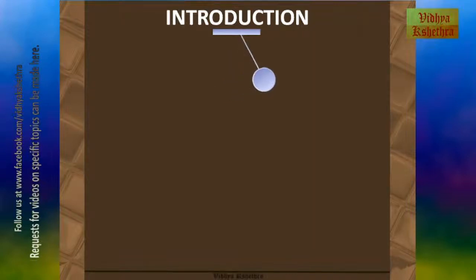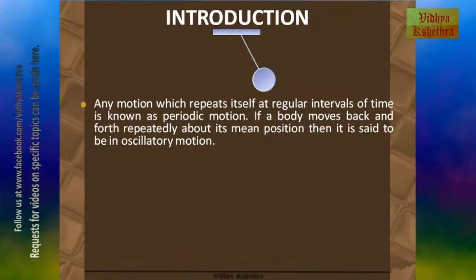In this figure, we can see a pendulum. In this, the motion of the pendulum is repetitive. That is, the pendulum moves to and fro about a mean position, which is at the center. So any motion which repeats itself at regular intervals of time is known as periodic motion. If a body moves back and forth repeatedly about its mean position, then it is said to be in oscillatory motion.